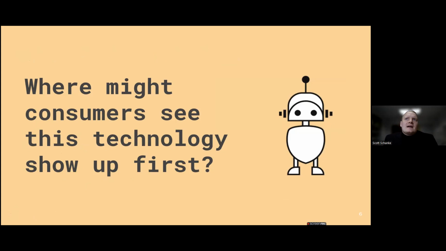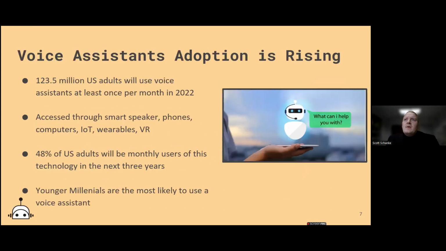So you might be asking yourself, where might consumers see this technology show up first, right? One of the big places, speaking to that research interest in the 2020s, is that we're going to start seeing a lot more voice assistants and voice assistant adoption, right? Currently 123 million US adults use voice assistants at least once per month in 2022. And a lot of these are not just smart speakers that folks are interacting with. These voice-based assistants are also showing up on phones, computers, IoT, wearables, and virtual reality.